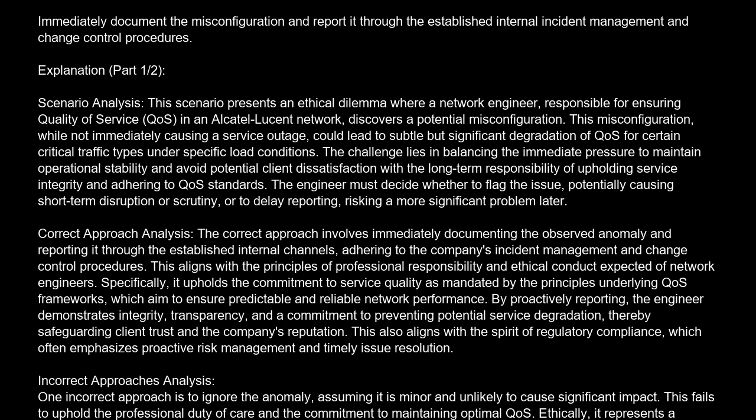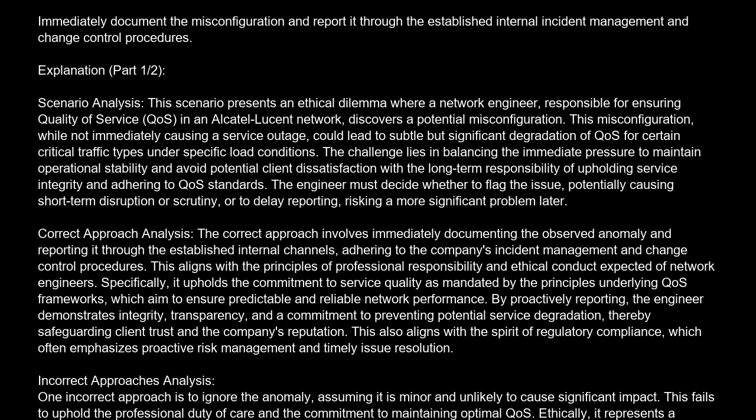By proactively reporting, the engineer demonstrates integrity, transparency, and a commitment to preventing potential service degradation, thereby safeguarding client trust and the company's reputation. This also aligns with the spirit of regulatory compliance, which often emphasizes proactive risk management and timely issue resolution. Incorrect approaches analysis.